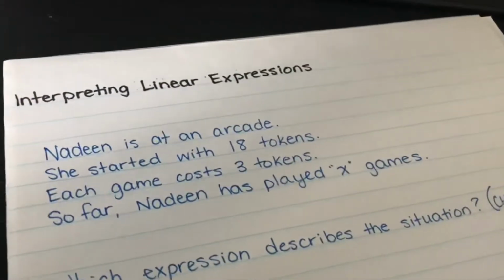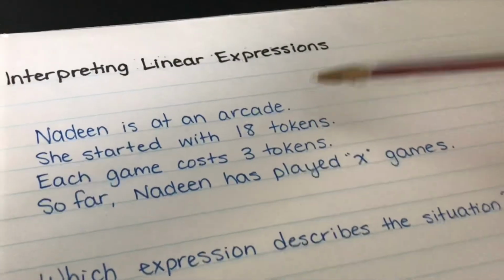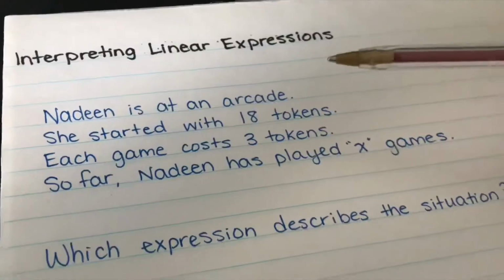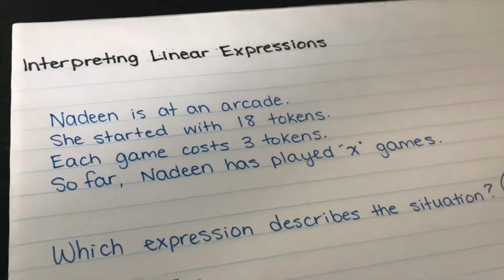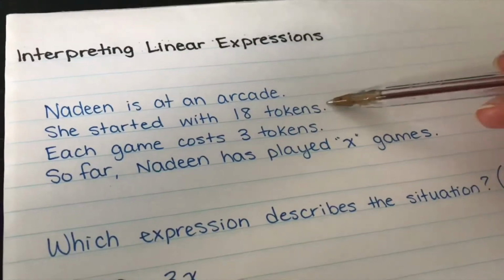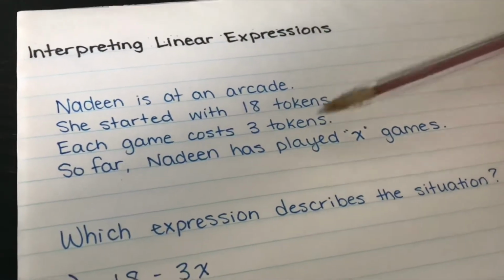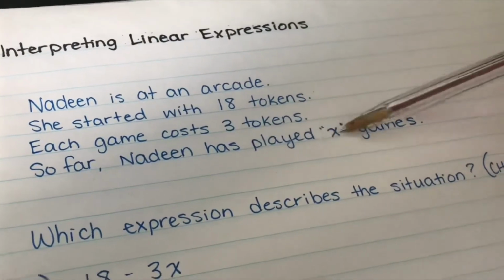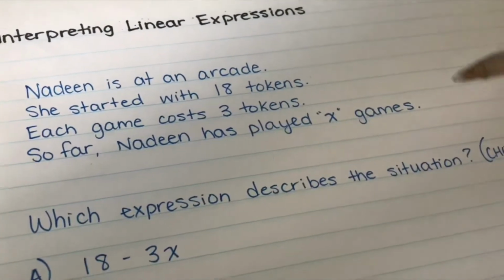Interpreting linear expressions. Here's an example that I copied from Khan Academy. So Nadine is at an arcade. She has 18 tokens when she gets there. So she started with 18 tokens. That's how many she has when she gets there. Each game costs 3. And they're saying X represents the number of games that she's played.